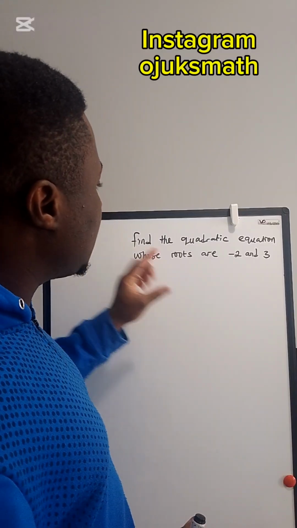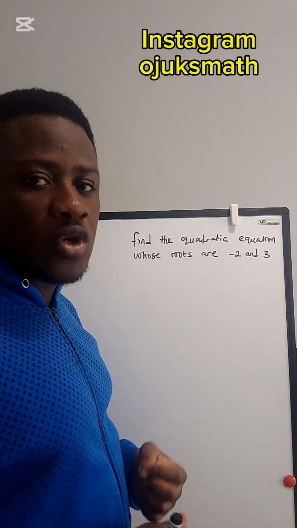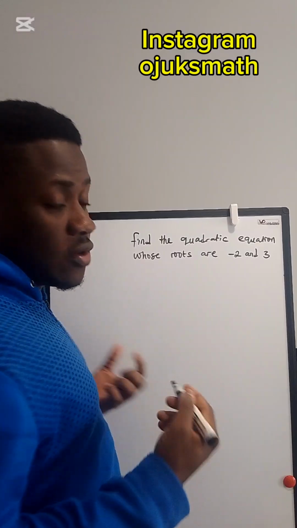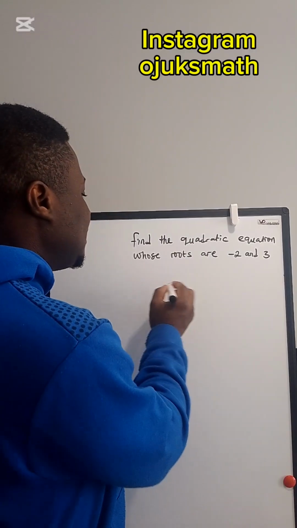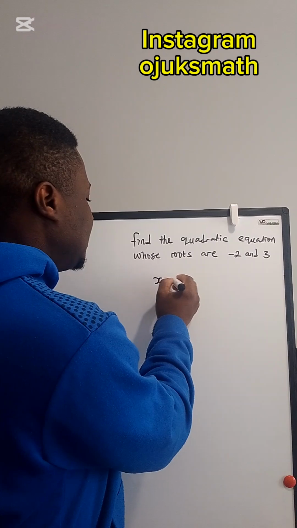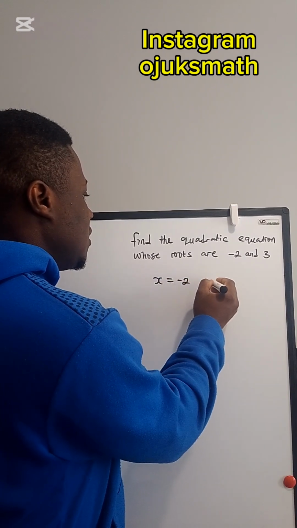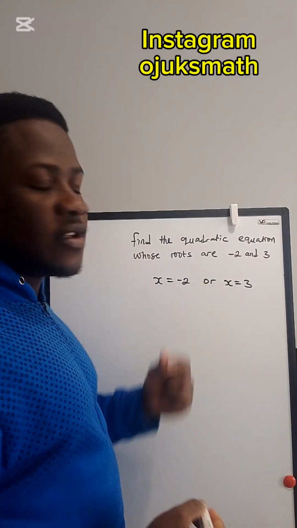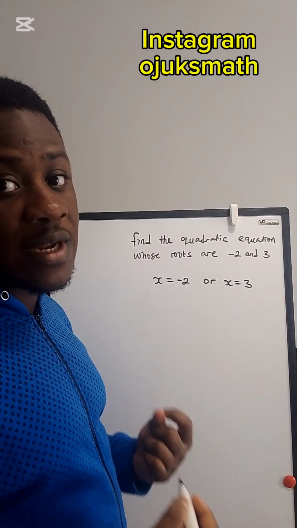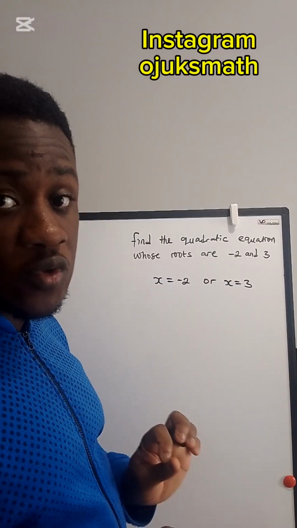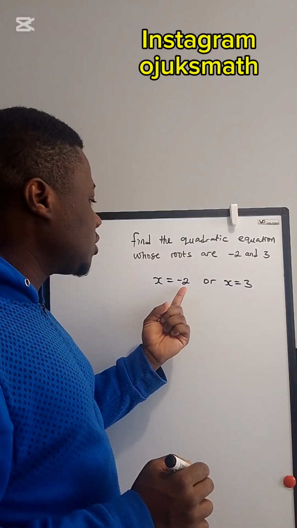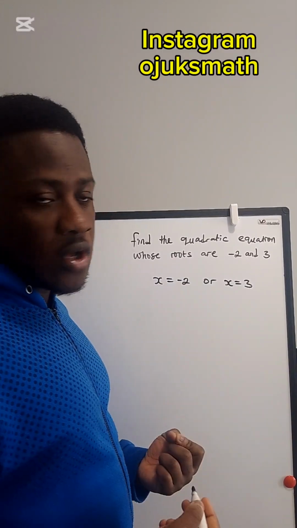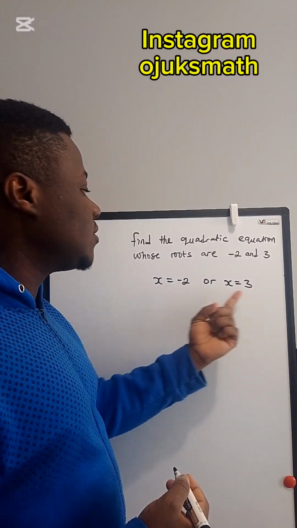Now, of course, if -2 and 3 are the roots of a quadratic equation, that definitely means that we'll have either x equals -2 or x equals 3. So these are the two roots of a quadratic equation. Of course, you all know that a quadratic equation always produces two results. So these are the two results of a certain quadratic equation we are yet to know. So let's find the quadratic equation that will give rise to these two roots.